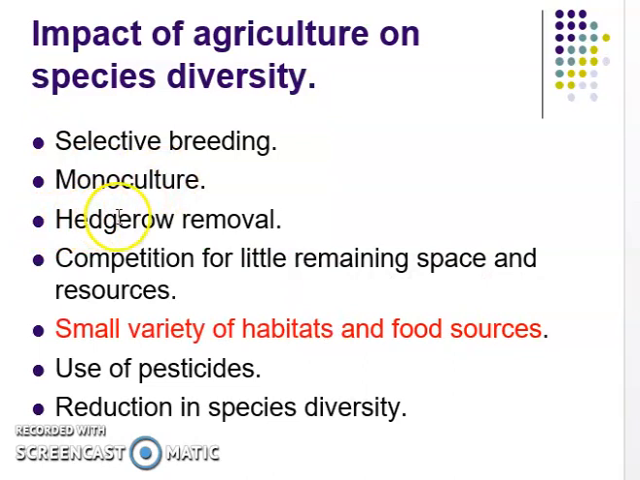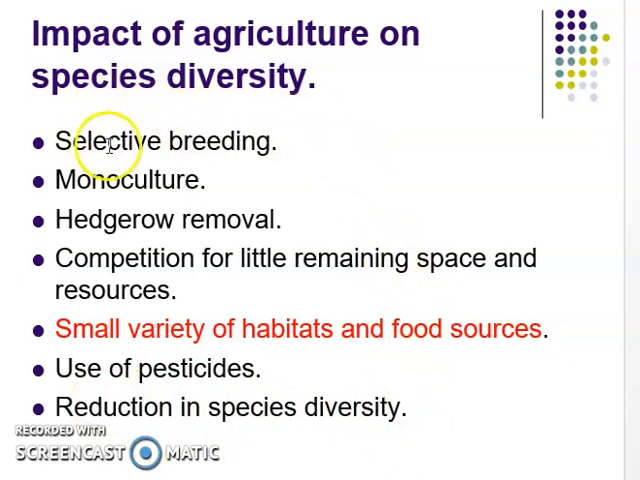Other things that farmers do, they remove the hedgerows so that they can get their farming machinery in and do all the agricultural things that they do. And the removal of hedgerows, again, removes lots of different species of plants, which is going to cause, and I put it in red down here, a small variety of habitats and a smaller variety of food sources. So that means they're not going to be able to have as many animal species there, which is why that reduction in species diversity goes on.